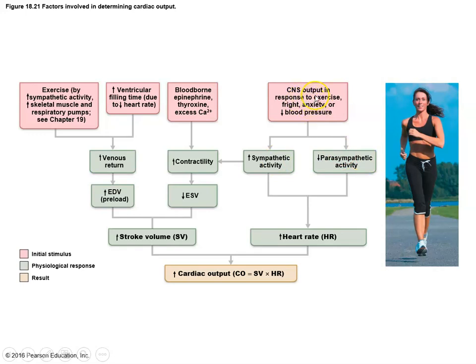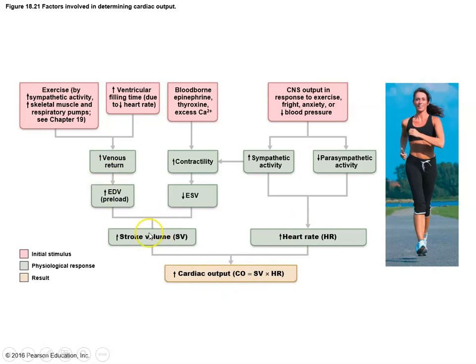What would increase life or death system functionality would be exercise by demanding more blood flow, being afraid, being stressed, or a drop in blood pressure. So any of those things could come down here and kick up the sympathetic activity, turn down parasympathetic, which would then increase heart rate. That would increase cardiac output.